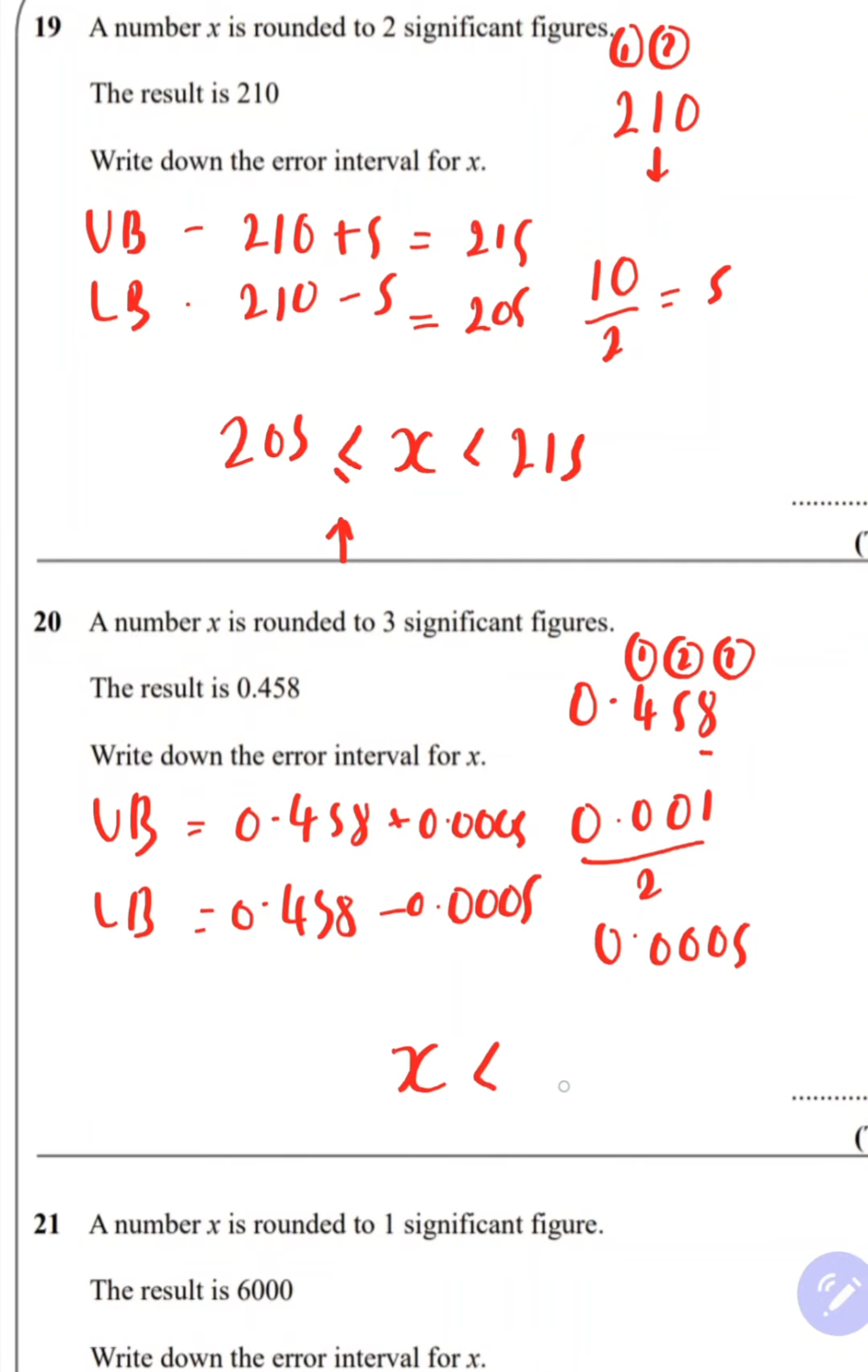Okay, and then we just place it in the same parameters. So x has to be less than 0.4585, and 0.4575 has to be the lower bound. Anything smaller than and itself included, because if it was 0.4575, it can be rounded up to 0.458.